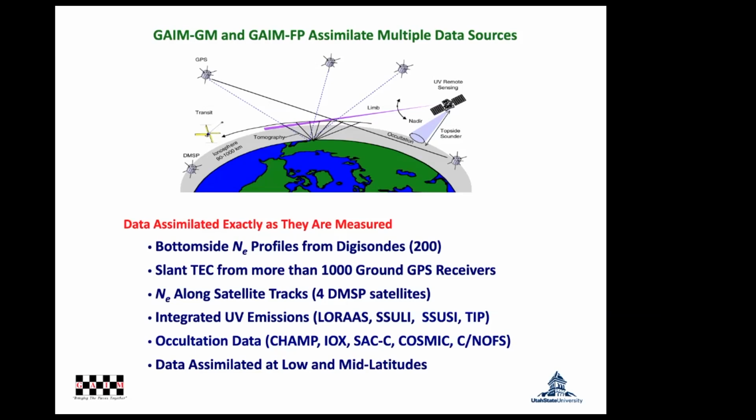We've assimilated integrated UV emissions from 4 instruments, LORAAS, SSULI, SSUSI, and TIP. We have also assimilated occultation data from 5 satellites, CHAMP, IOX, SAC-C, COSMIC, and CNOFS. And again, I want to remind you that the data assimilated were at low and mid latitudes.